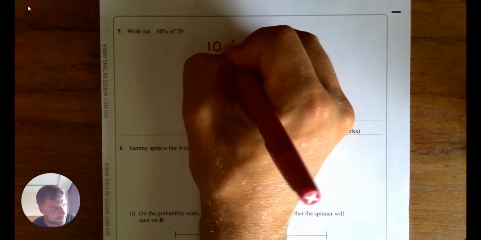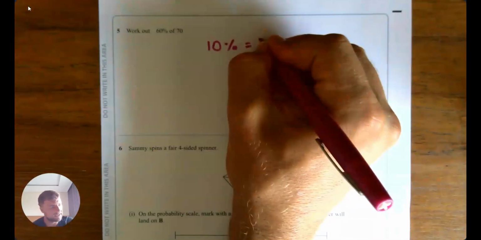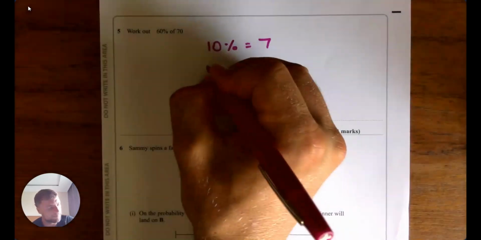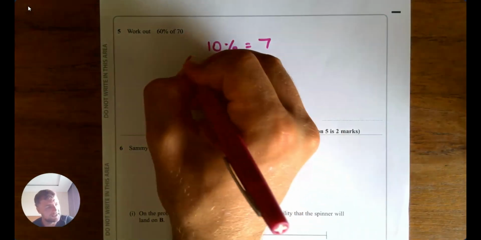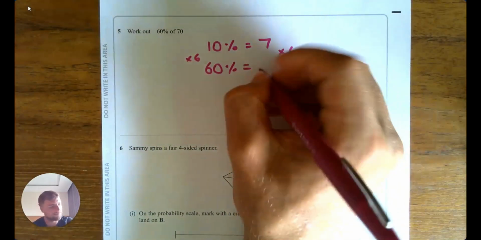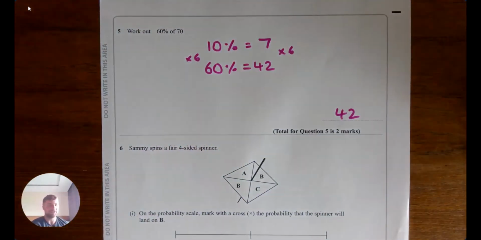Okay, question 5 then. 60% of 70. So again, just a reminder, this is non-calculator. So the best thing for us to do is going to be to find 10% first. And to find 10%, you just divide the original number by 10. So that is 7. And then we've got to think, how many 10% do we need to make 60%? We need 6. So we're going to write multiplied by 6. And then 7 multiplied by 6 is 42. So our answer for this one is 42.